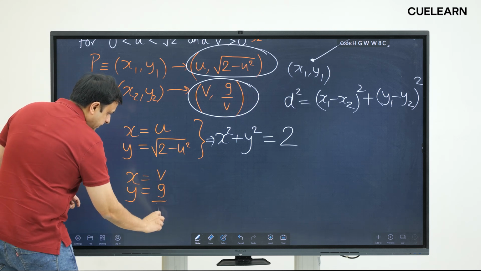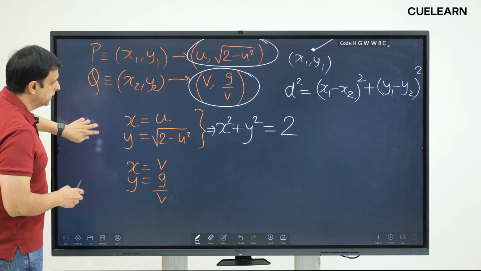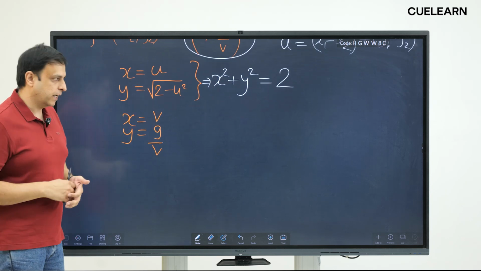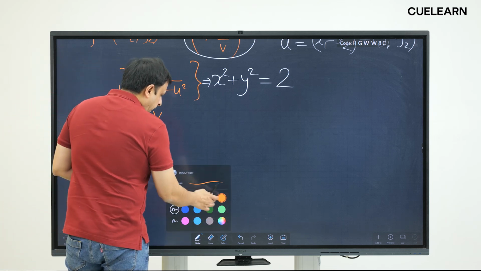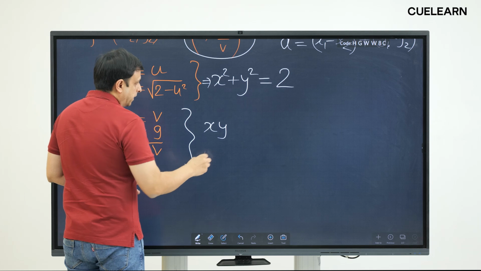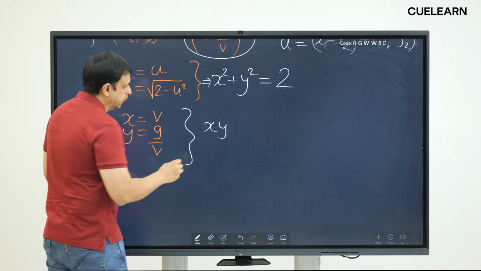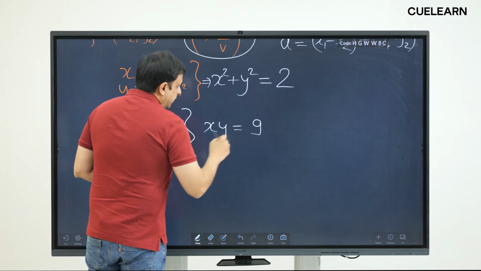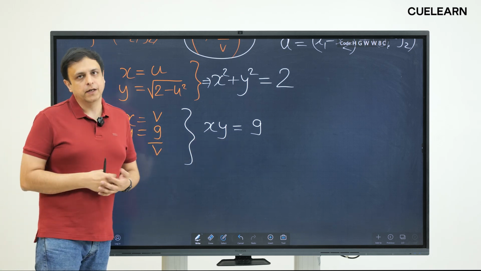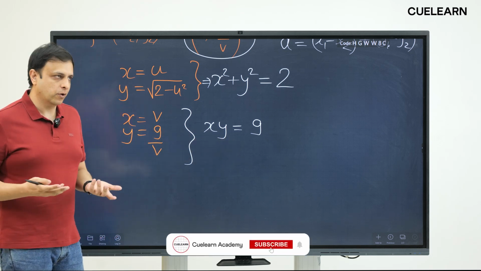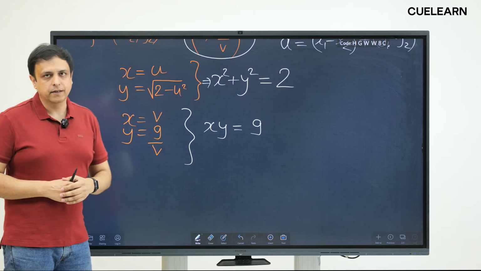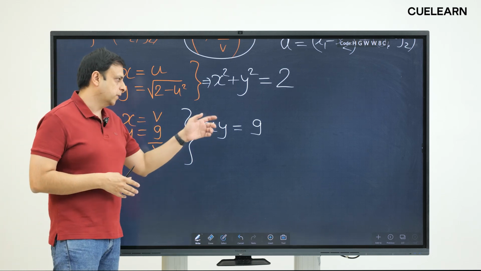And now we can immediately see that if we multiply these two coordinates x and y, they'll give us v times 9 by v, which is 9, which is a constant. And that means that the product of the coordinates x and y of this point x y is a constant equal to 9. And once again, this equation is very familiar to us. It's the equation of a hyperbola. So, immediately we realize that this second point lies on a hyperbola xy equal to 9.